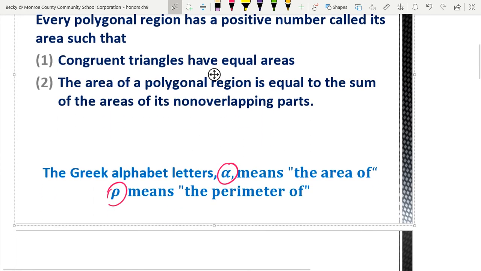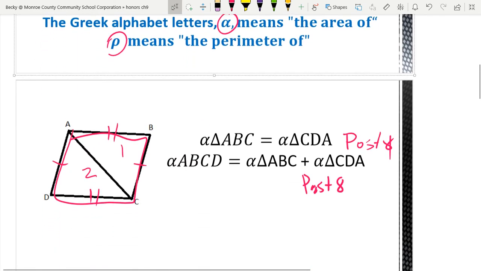All right, so your book will also talk about these two little symbols. The first one means the area of, and the second one means the perimeter of. It kind of looks like an A and it kind of looks like a P. So, just make sure you understand those. And we're going to use those right here.